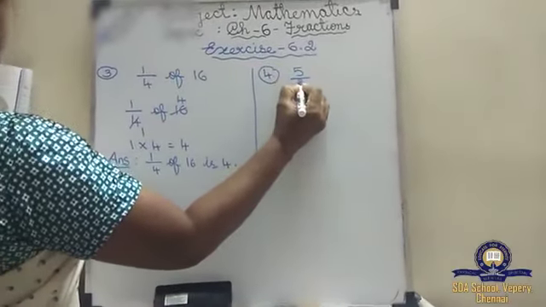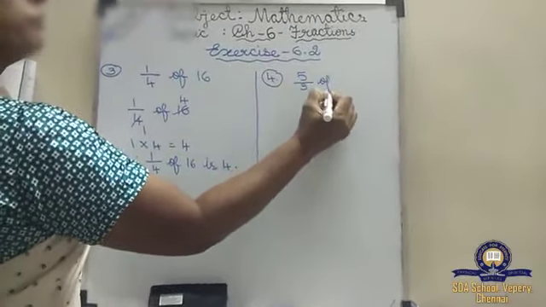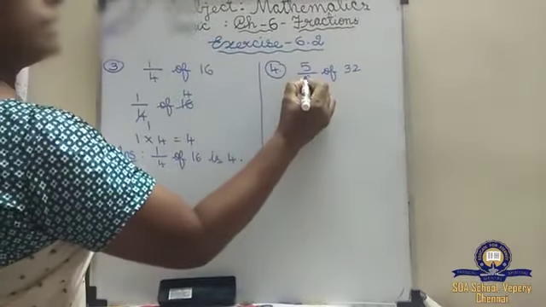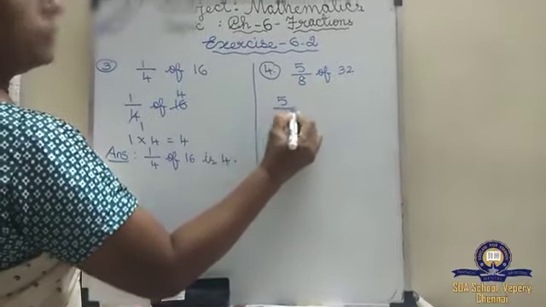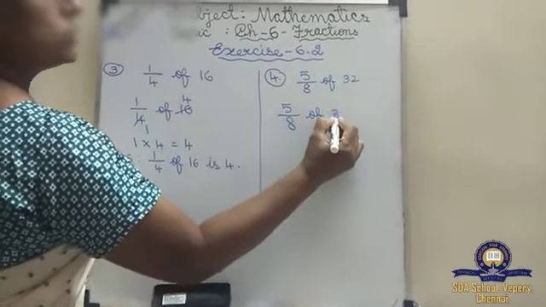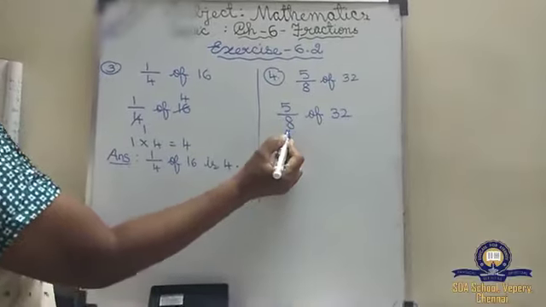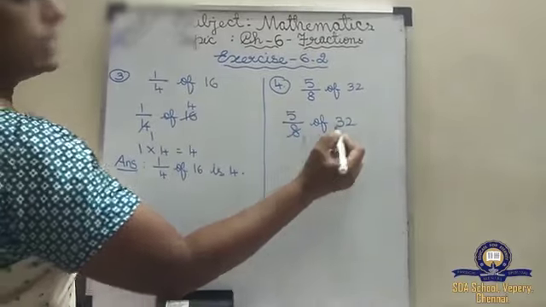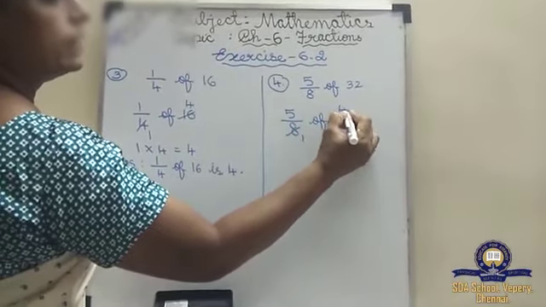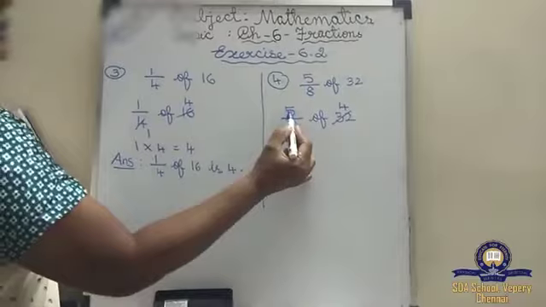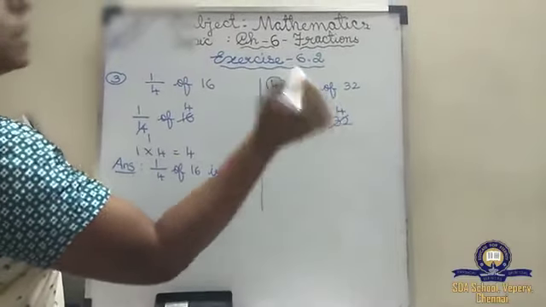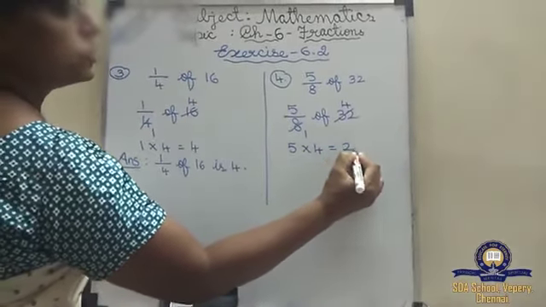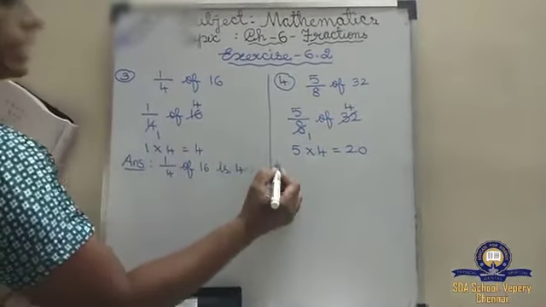5 by 8, sorry, 5 by 8 of 32. So 32 goes in the 8 table, isn't it children? If you are thorough in tables, you can do this sum very easily. So 1 8 is 8 and 8 4s are 32. So these two numbers, what do you have to do children? You have to multiply. So 5 4s are 5 into 4. 5 4s are what children? 20.